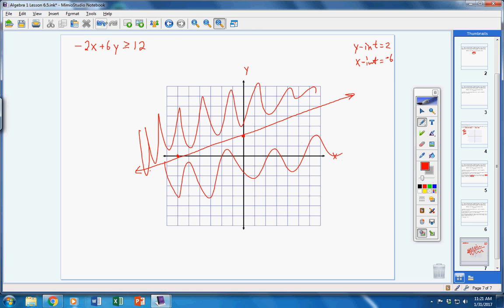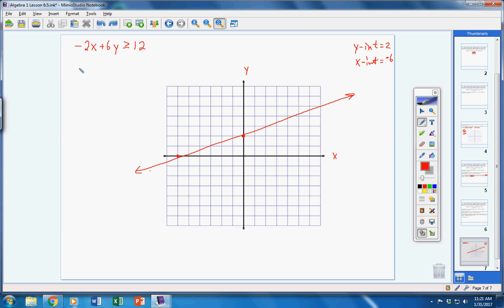Let's test 0, 0. And let's see. So I'm going to test 0, 0. So everywhere there's an x, I'm going to put a 0. Everywhere there's a y, I'm going to put a 0. Let's see what I get out. 2 times 0 is 0. 6 times 0 is 0. 0 plus 0 is 0. 0 is greater than or equal to 12? Well, there we go. That is false. So this ordered pair right here, 0, 0, is false.